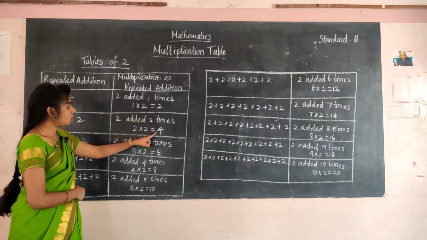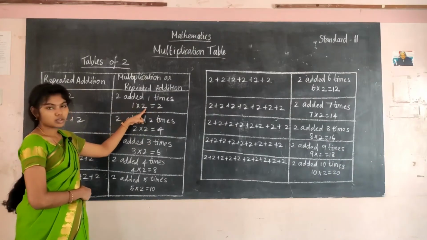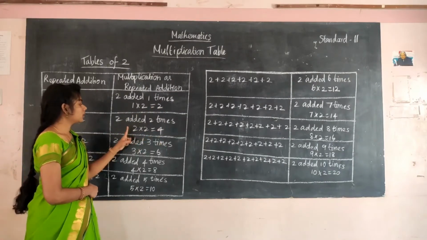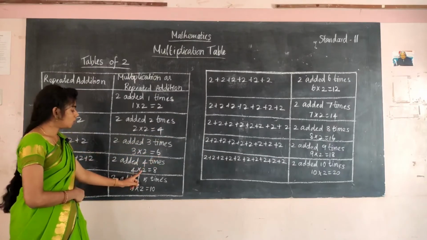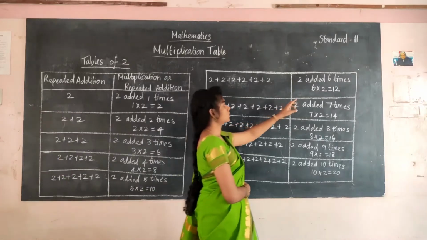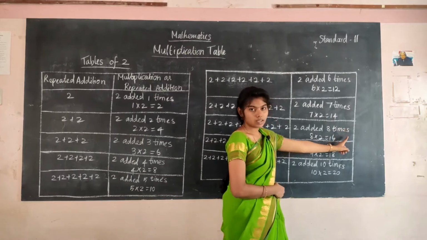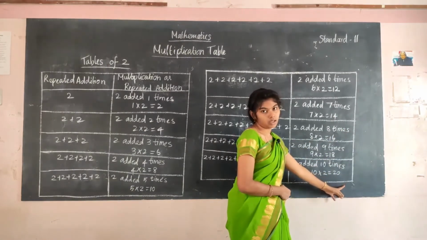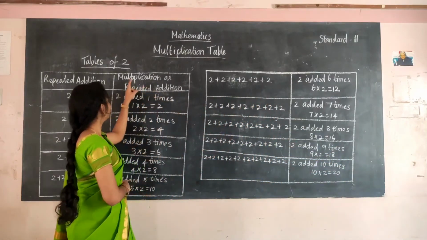This is the table of 2. 1 cross 2 is equal to 2, that is, 1 2's are 2. And here see, 2 cross 2 is equal to 4, that is, 2 2's are 4. And here 3 2's are 6, 4 2's are 8, 5 2's are 10, 6 2's are 12, 7 2's are 14, 8 2's are 16, 9 2's are 18, 10 2's are 20. So this is the multiplication table of 2.